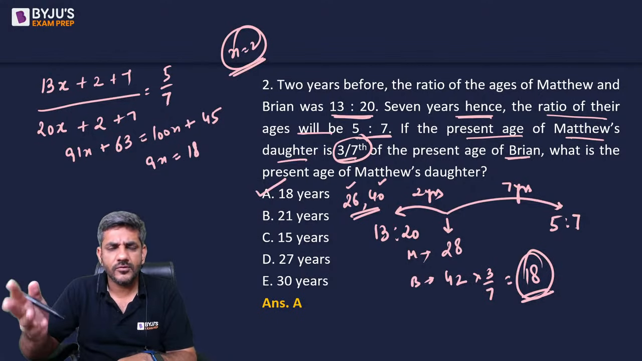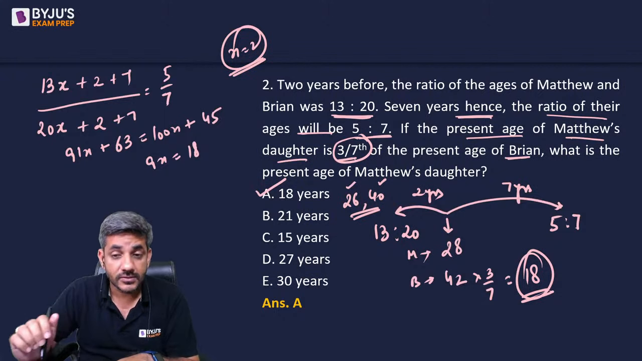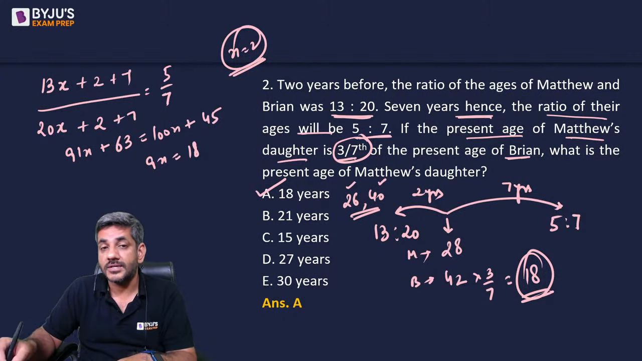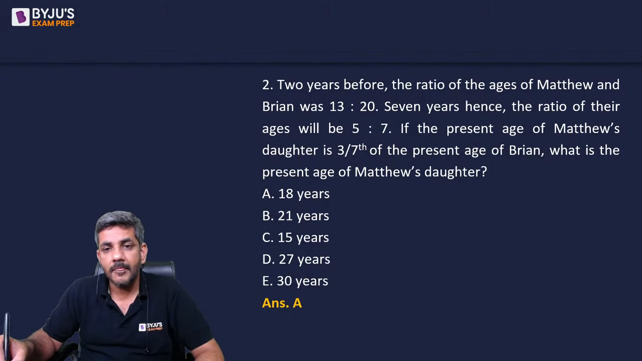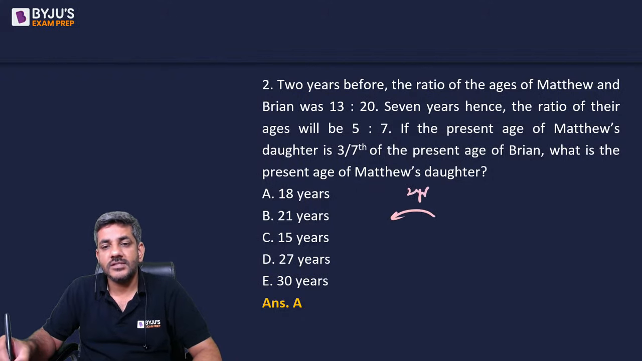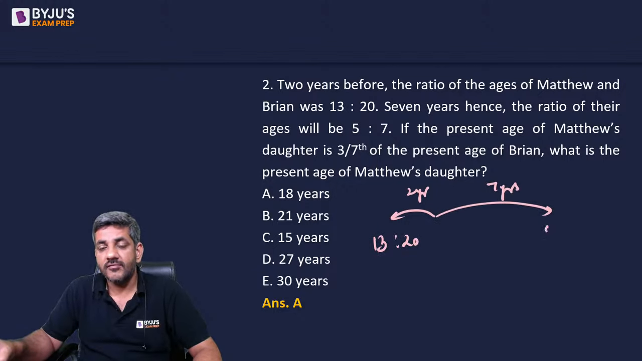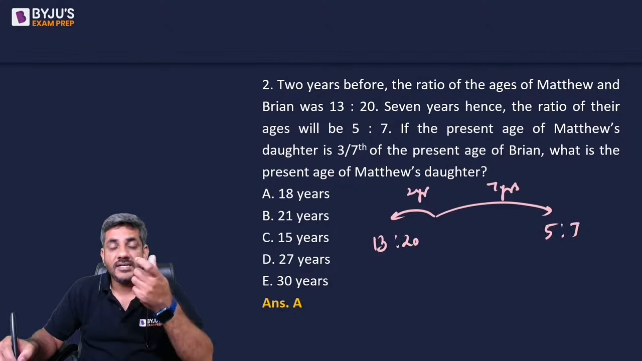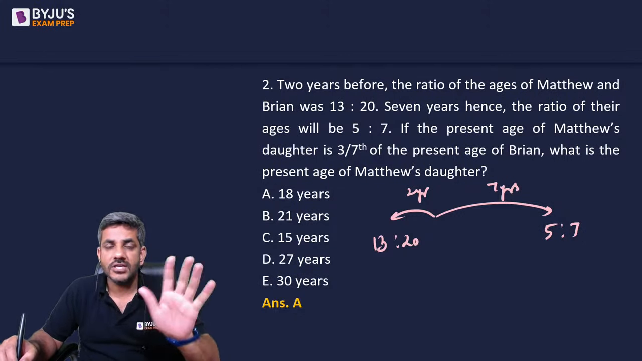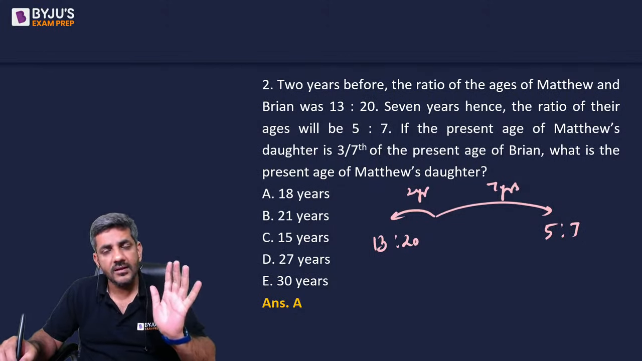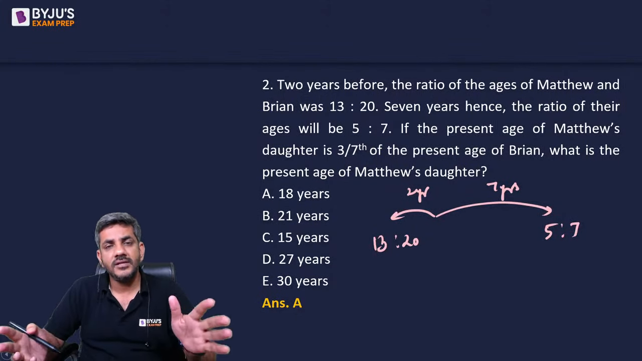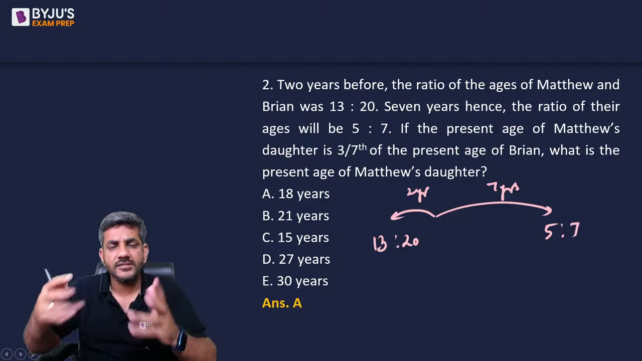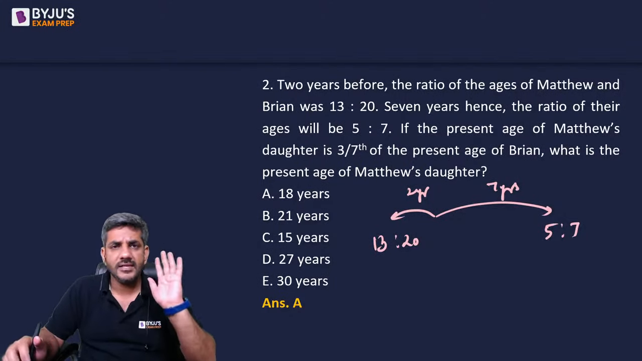By taking variables, of course, this can be done easily. But I was talking about another solution in which you can do this question in a simpler way as well. Let's talk about that too. 2 years ago, the ratio was 13 is to 20, and 7 years hence, the ratio is 5 is to 7. The point is, the difference in the ages of people never changes. If today I am 3 years elder to my brother, I would be 3 years elder my whole life. After 2 years, 5 years, 7 years, 10 years, whenever you talk, I'll be 3 years elder too.